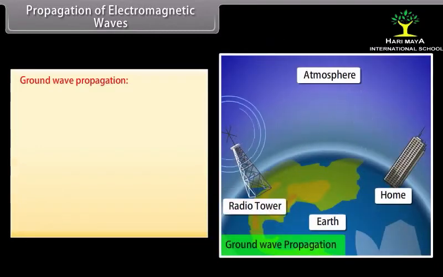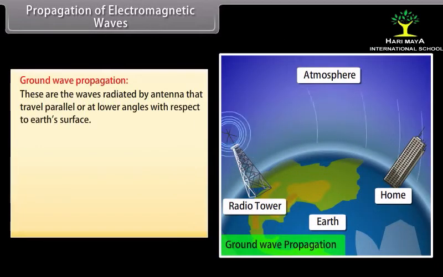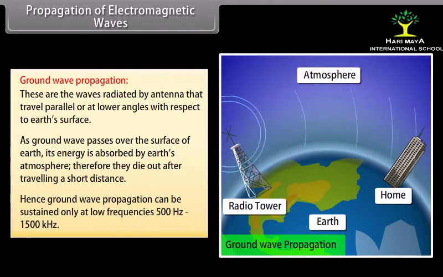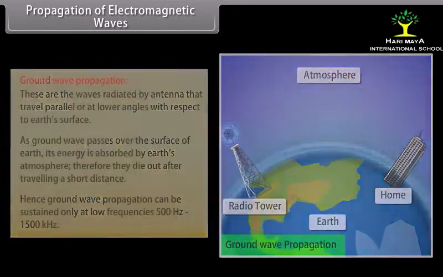Ground wave propagation. These are the waves radiated by antennae that travel parallel or at lower angles with respect to Earth's surface. As the ground wave passes over the surface of Earth, its energy is absorbed by Earth. Therefore, they die out after traveling a short distance. Hence, ground wave propagation can be sustained only at low frequencies, 500 Hz to 1500 kHz.